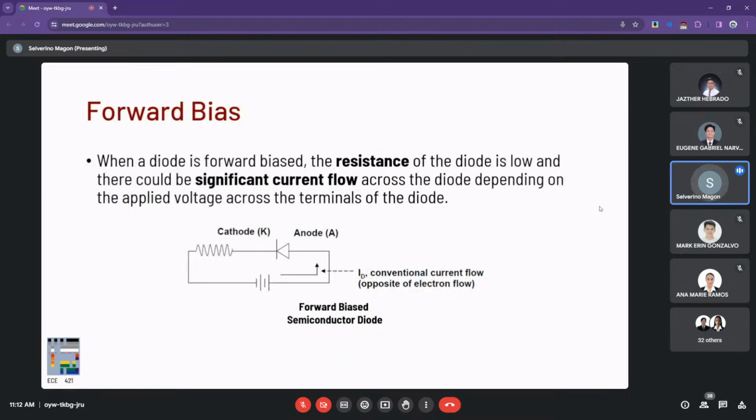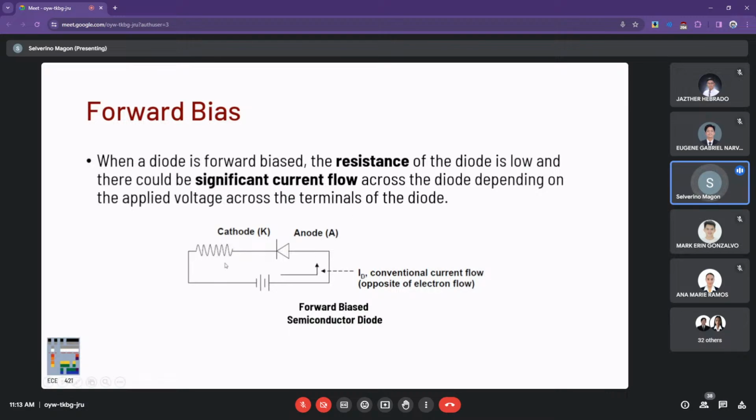Alright, so we've covered the no bias condition. Next, we move on to the forward bias condition. Here is the case where we apply a positive supply, and the result is that there is a significant current flow across the diode. The current flow depends on the amount of voltage supplied across the terminals.